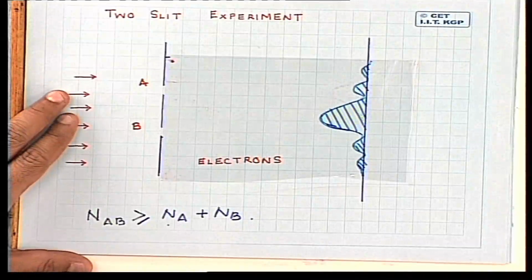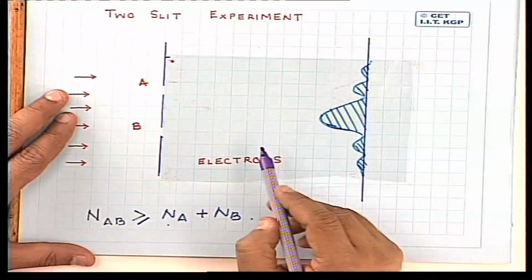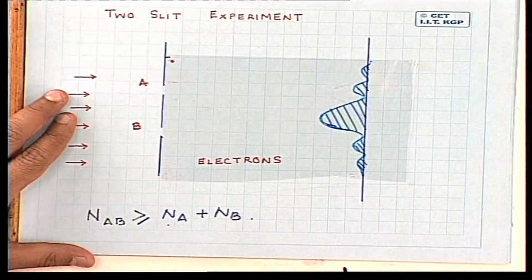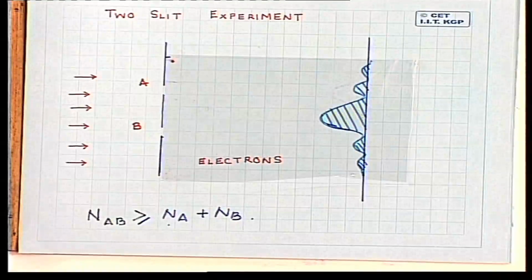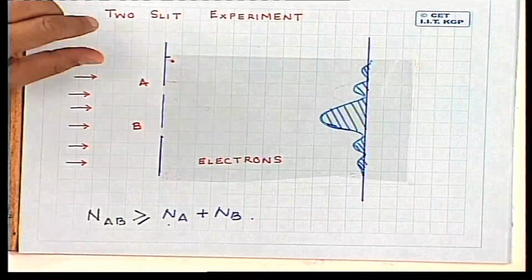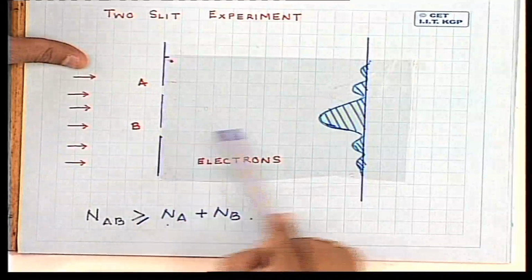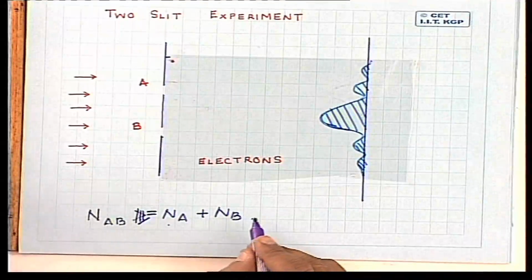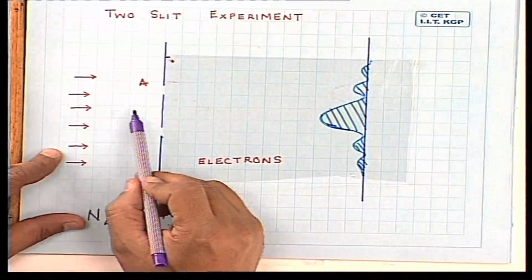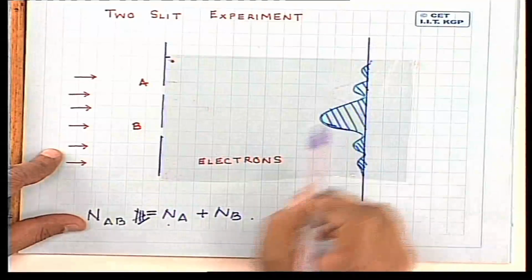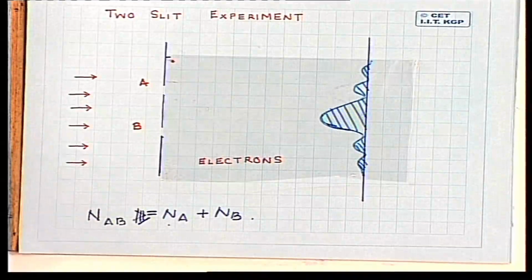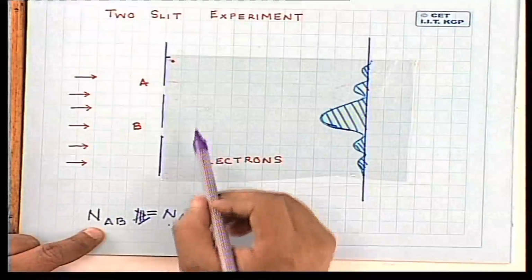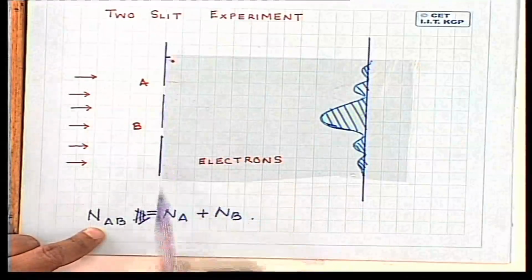But what is observed is that the number of electrons actually goes down in certain points on this screen, which is something very hard to explain if you were to interpret the electrons as either coming through this or through this, because in that situation this should be just equal to N_A plus N_B. An electron coming from this side could either go through this and come to a point over here, or it could go through this and come to a point over here. So, the number which arrives when both the slits are open should be equal to the sum of the numbers which arrive when they are open individually.